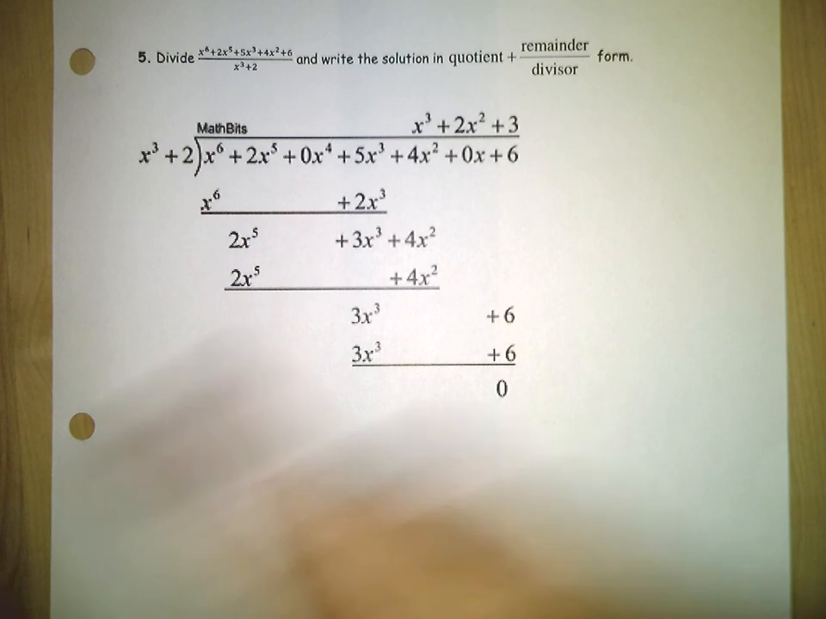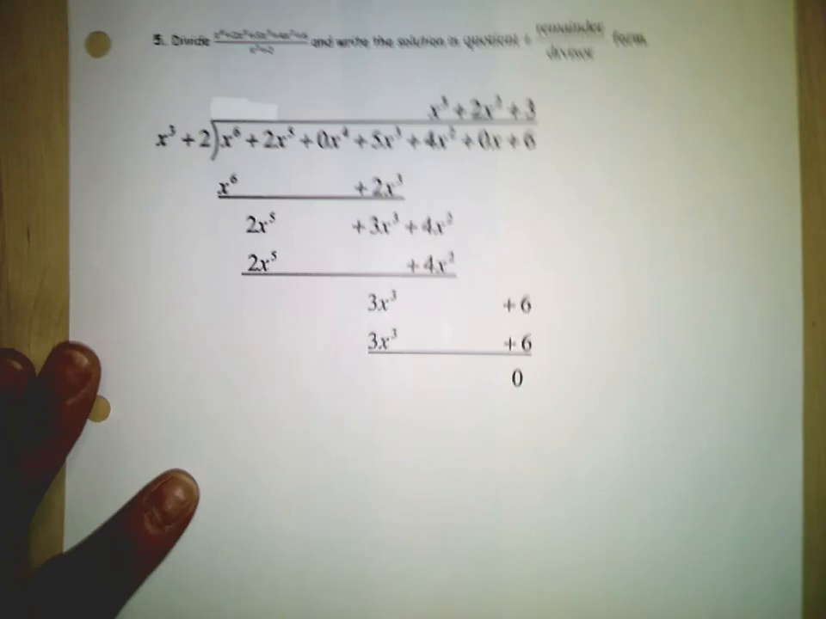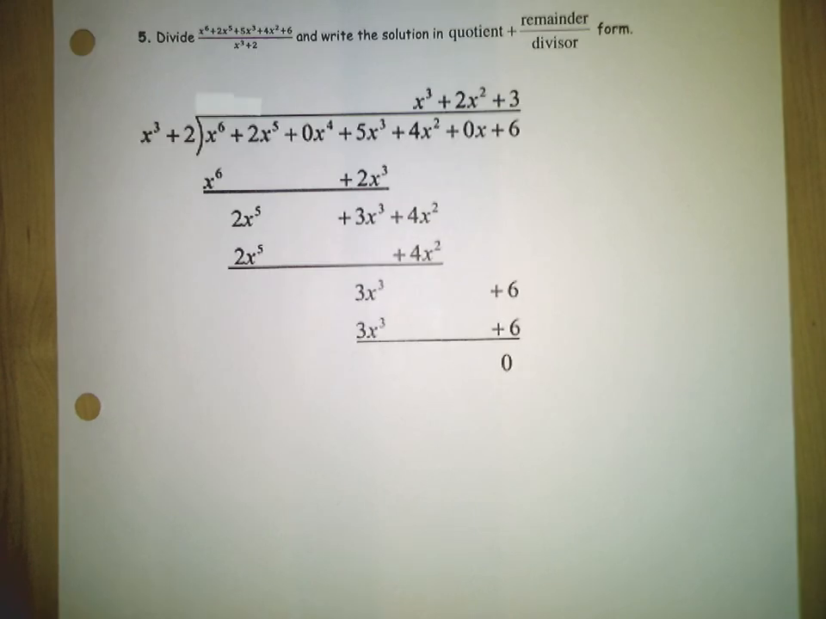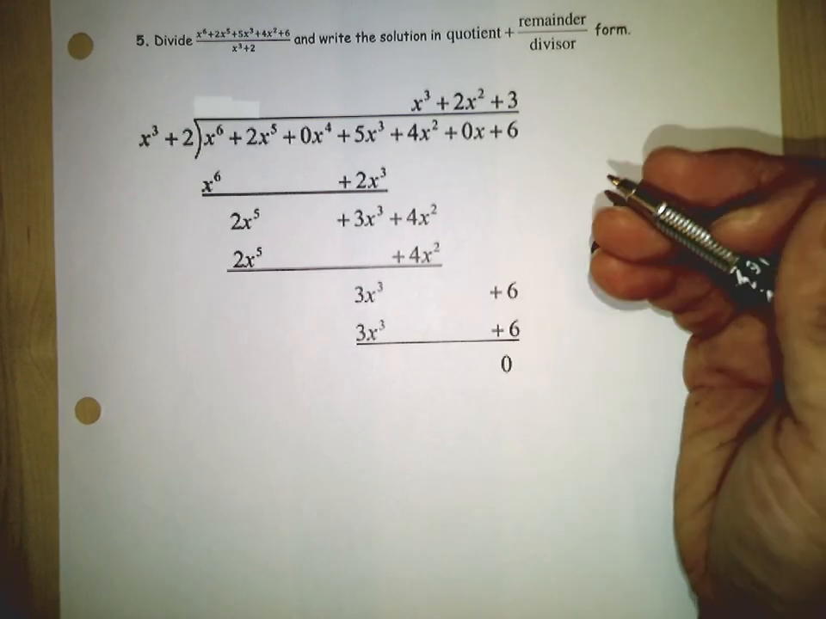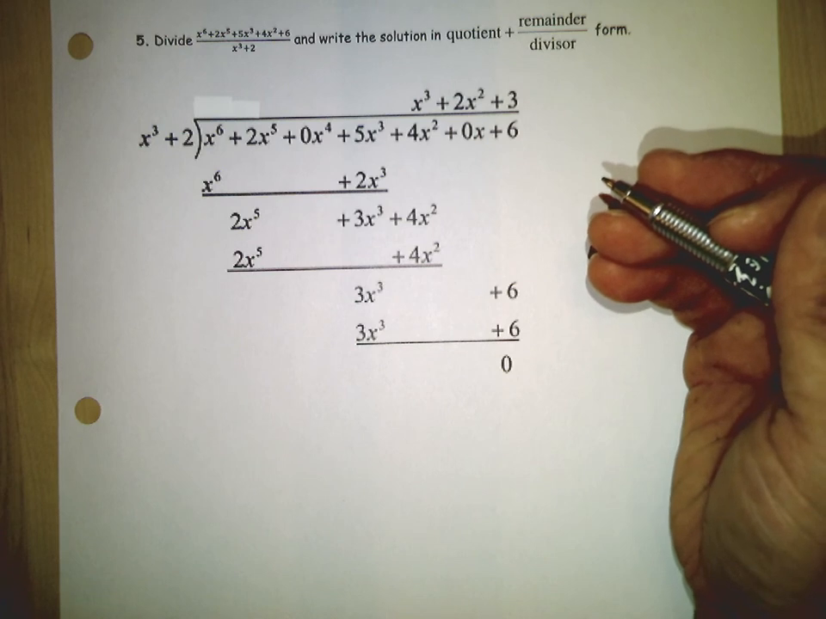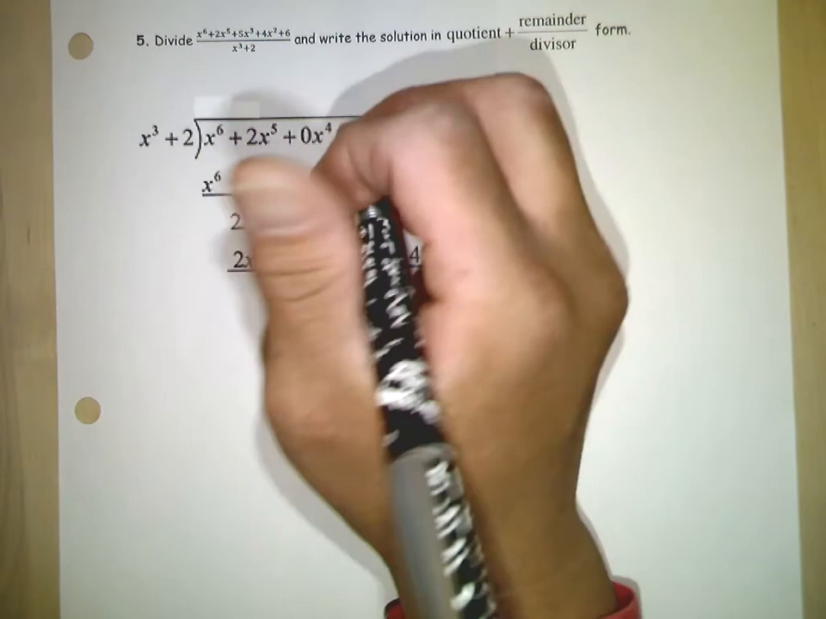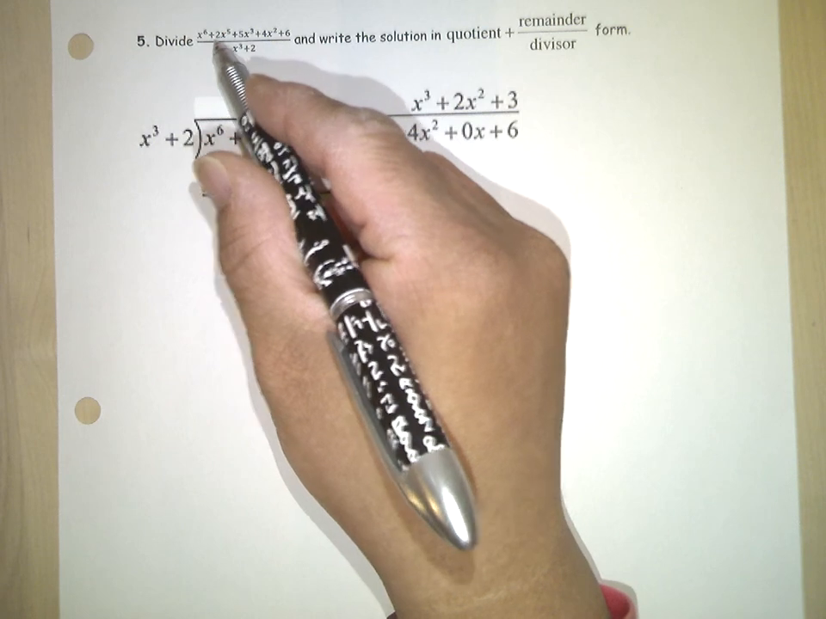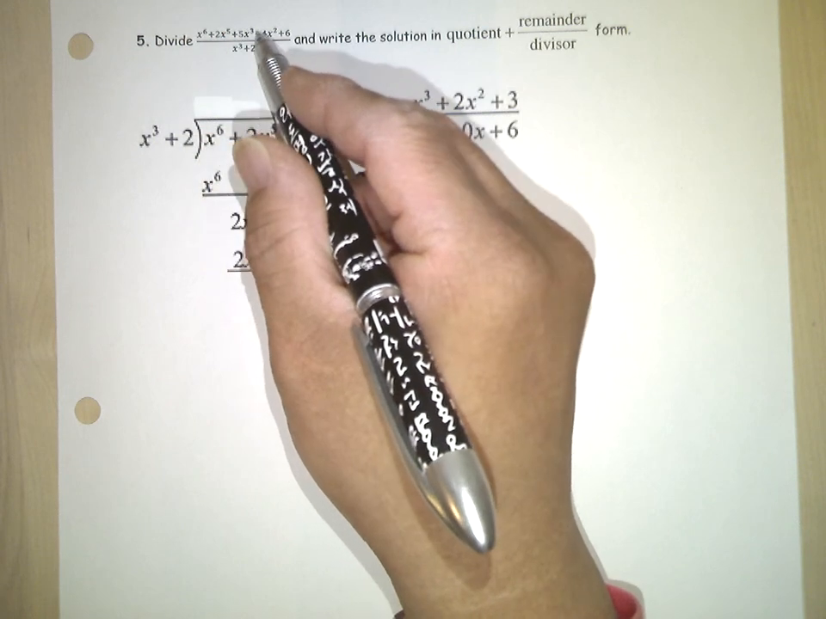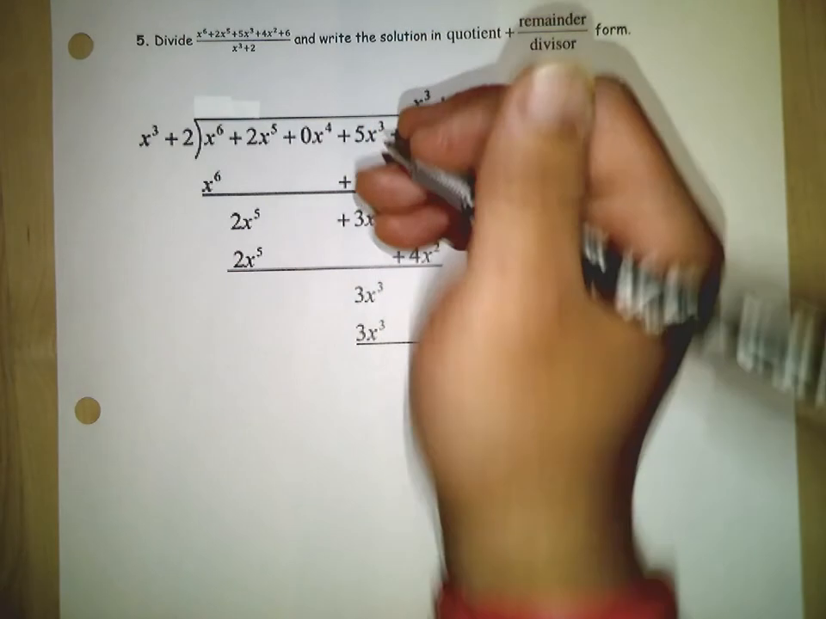All right, so you can see that I got this graphic from that math website there, but that was to help me type this out here, but of course that's not really part of the problem, so I'm going to wipe that out there. So the first thing in this problem is to divide x to the 6th plus 2x to the 5th plus 5x to the 3rd plus 4x squared plus 6 by x to the 3rd plus 2.